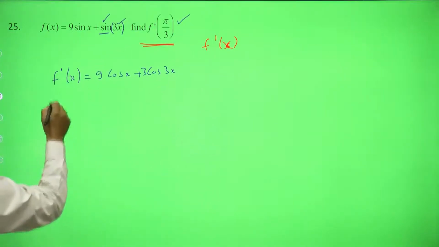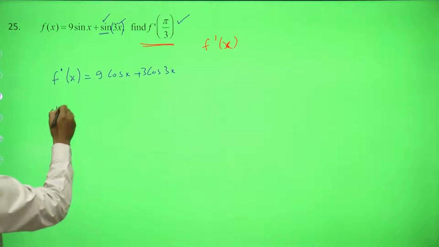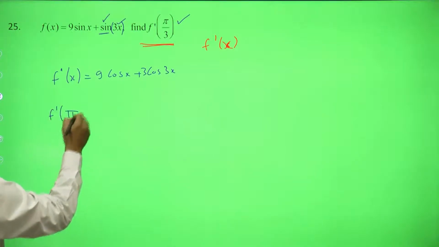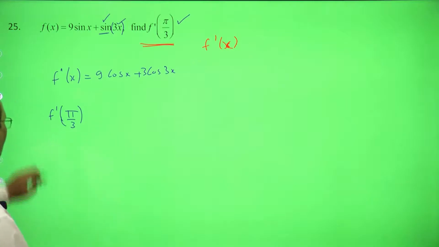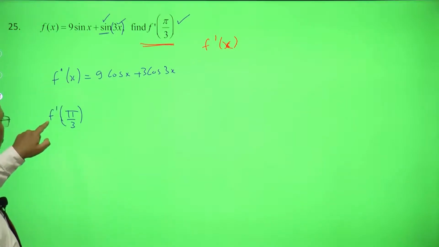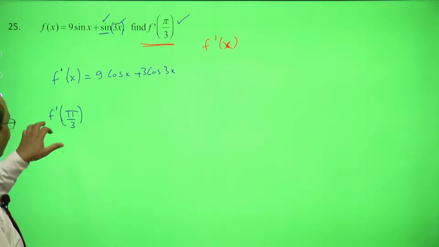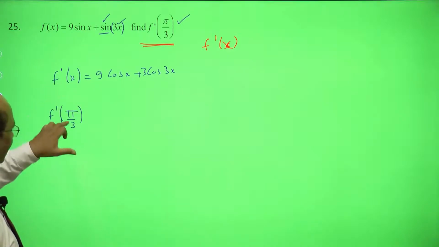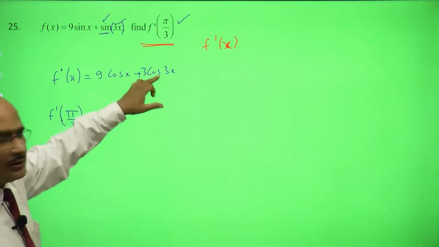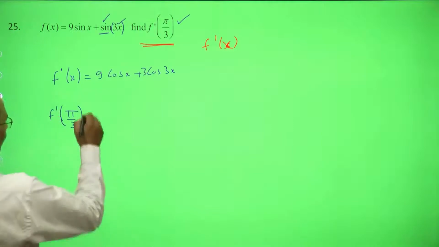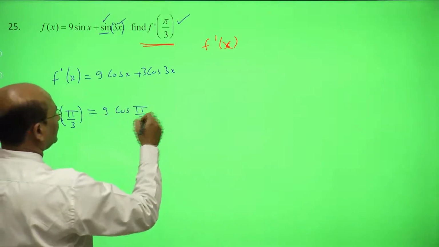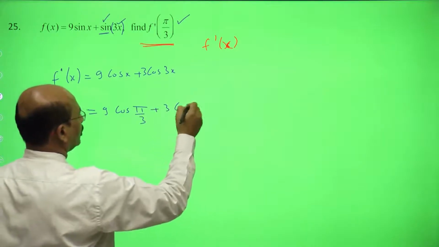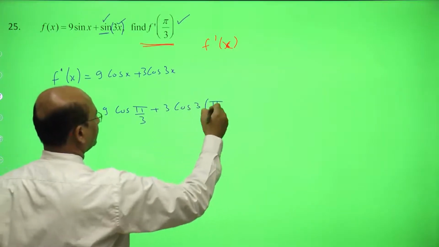So once you find f dash x, so f dash pi by 3, you know what does this resemble in function? Many times we have done this. F dash x is given to you, so f dash pi by 3 means replace x by pi by 3 in this. Replace x by pi by 3, which is equal to 9 cos pi by 3 plus 3 cos 3 into pi by 3.